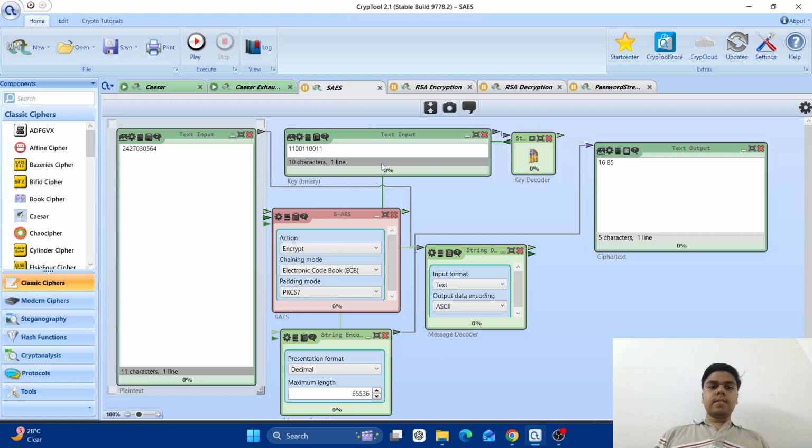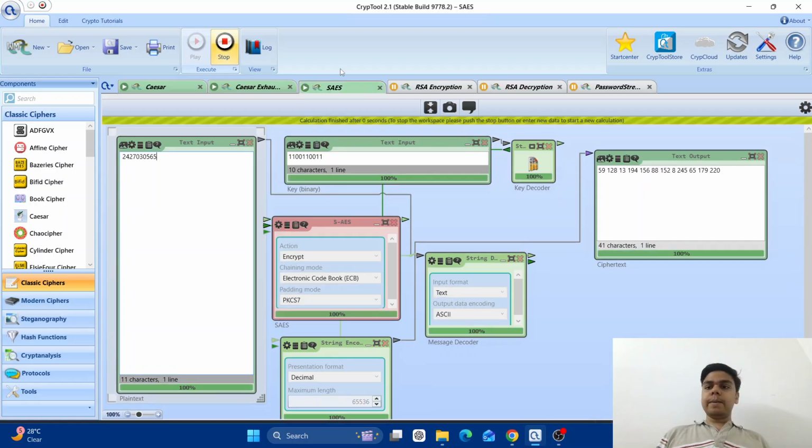Next is the SAES technique. Over here I will be showing you the avalanche effect. Over here I have my registration number written, and when I encrypt it I get these bits: 59, 128, and 179, 200 as the bits.